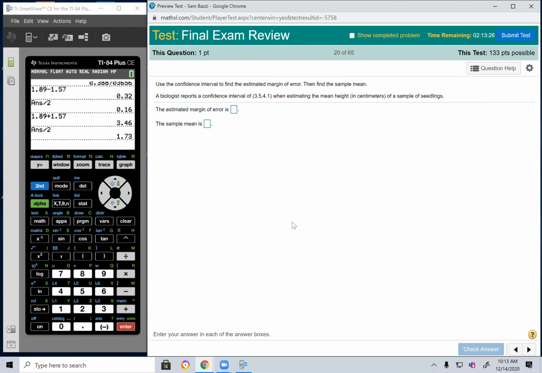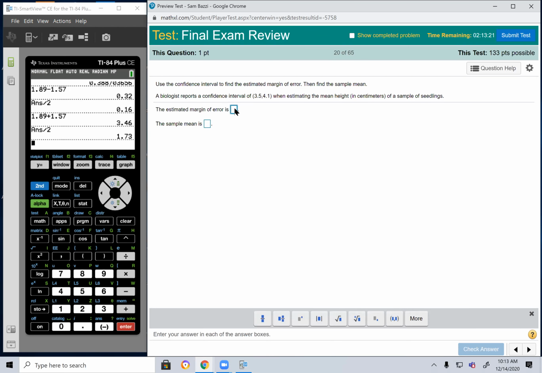Use the confidence interval to find the estimated margin of error. Same question, subtract and divide by 2. So this is going to be 4.1 minus 3.5. When I repeat a question, guys should know that probably it's an important question. So 0.3. And the sample mean, you just add them. So it's going to be 3.5 plus 4.1, 7.6, and that will be 3.8.